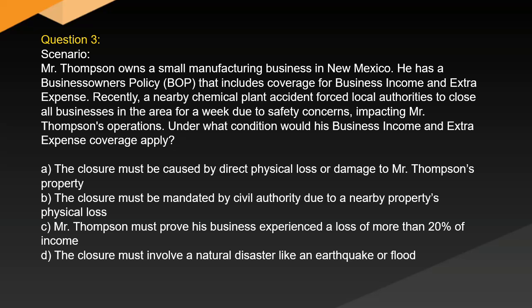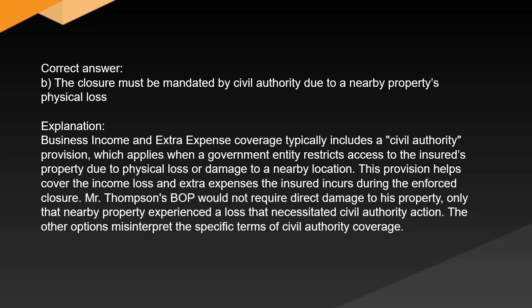A. The closure must be caused by direct physical loss or damage to Mr. Thompson's property. B. The closure must be mandated by civil authority due to a nearby property's physical loss. C. Mr. Thompson must prove his business experienced a loss of more than 20% of income. D. The closure must involve a natural disaster like an earthquake or flood. Correct answer. B. The closure must be mandated by civil authority due to a nearby property's physical loss.